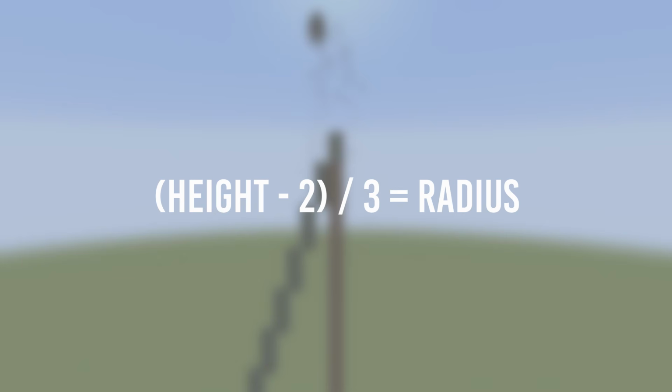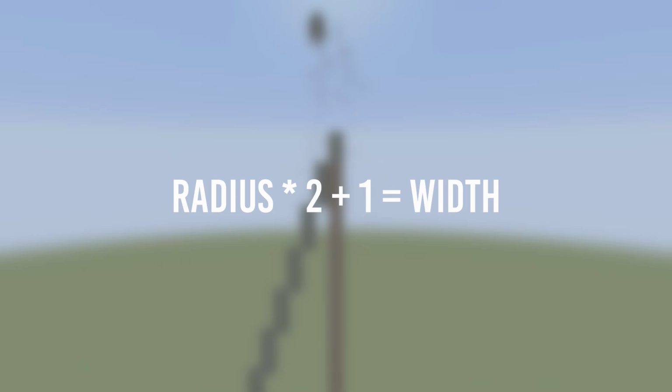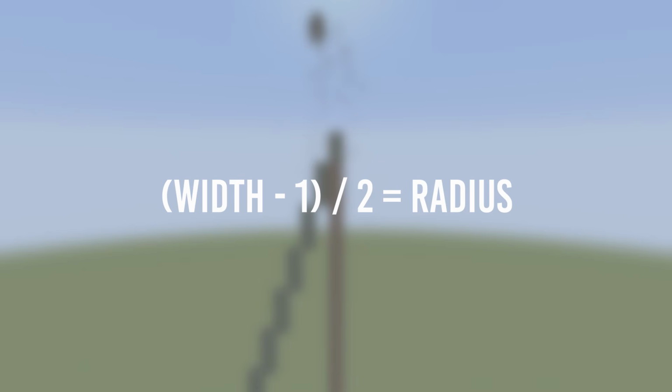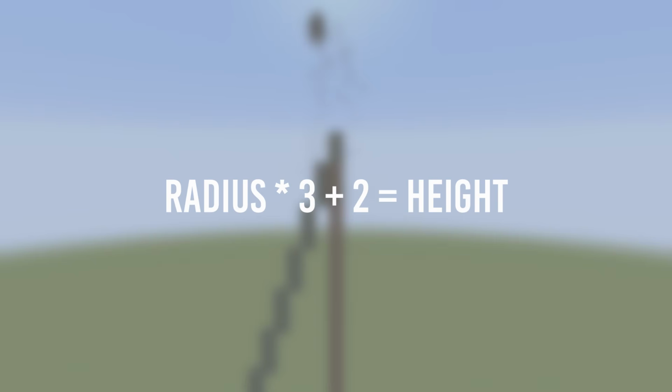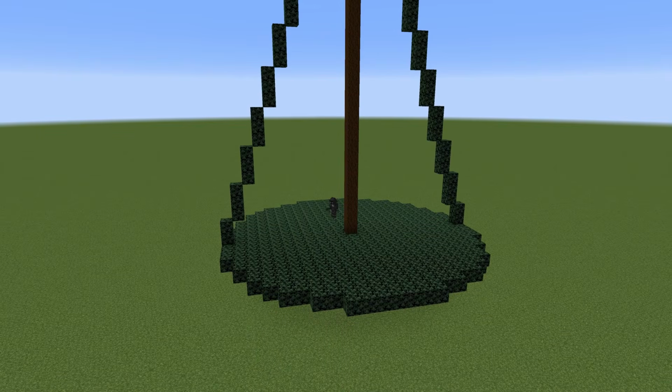If you chose the height of your tree, subtract 2 from that number and then divide by 3. The result will be the radius of your tree. Multiply by 2 and add 1 to get the width. If you chose the width of your tree, subtract 1 and then divide by 2. Multiply by 3 and then add 2 to get the height. Now we can finally start building.